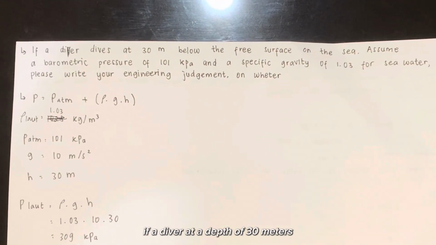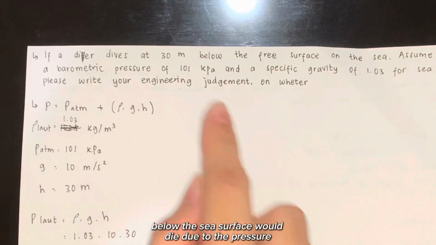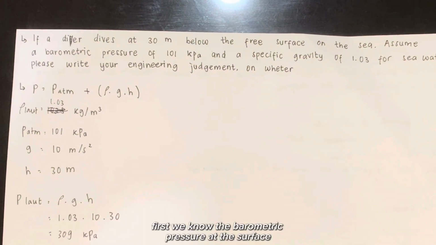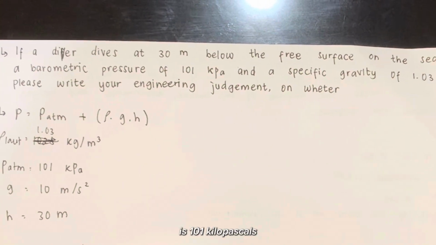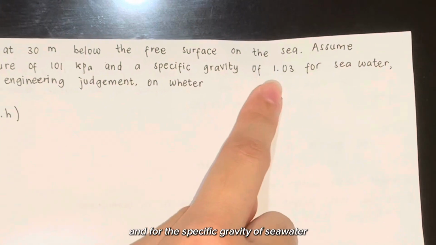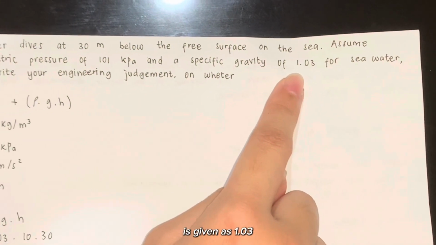In this question, we are asked to determine if a diver at a depth of 30 meters below the sea surface will die due to the pressure. First, we know the barometric pressure at the surface is 101 kilopascals. And the specific gravity of seawater is given as 1.03.